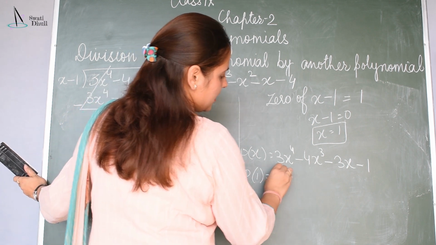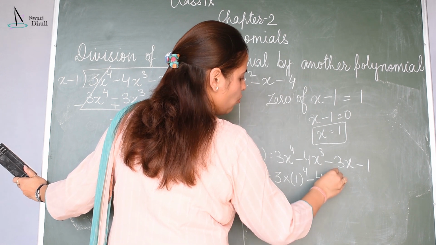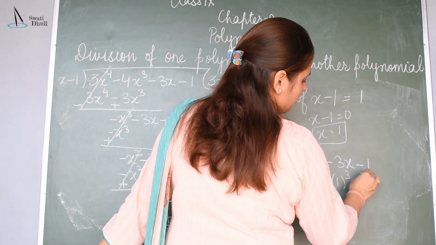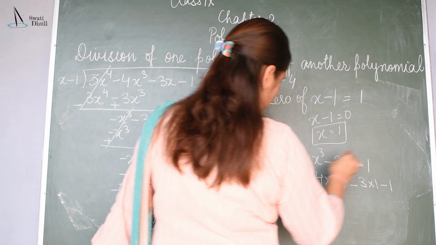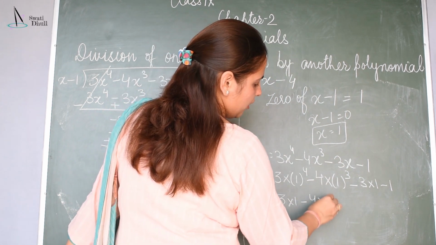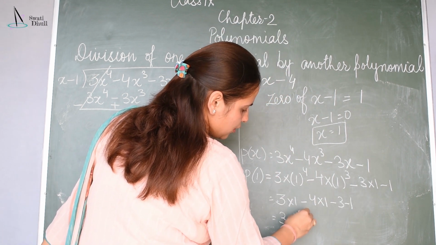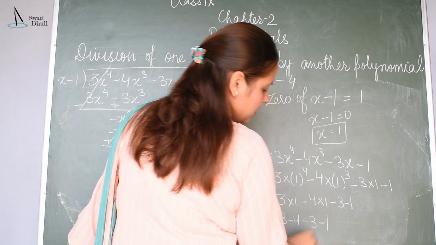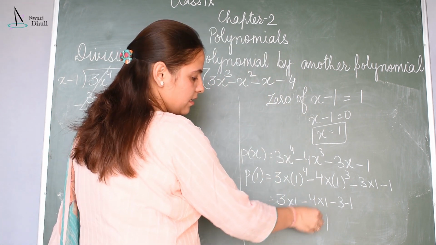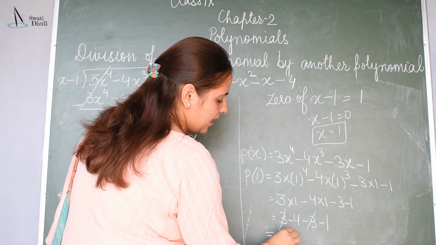So p of 1 is 3 into 1 to the power 4 minus 4 into 1 cube minus 3 into 1 minus 1. So what will I get? 3 into 1 minus 4 into 1 minus 3 minus 1. So 3 minus 4 minus 3 minus 1. 3 is plus and minus, they will be cancelled out. So minus 4 minus 1, it will be minus 5.